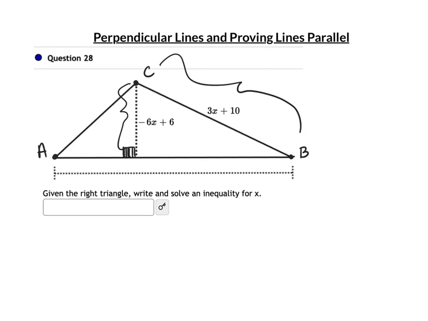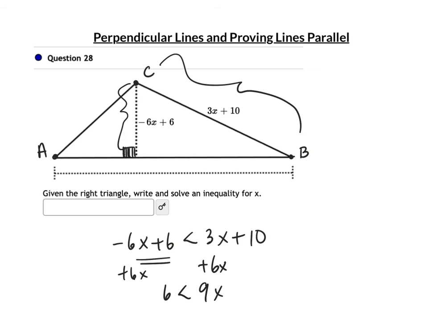I know that the shortest distance is along a perpendicular, so that means that negative 6x plus 6 has got to be less than 3x plus 10. Because this distance is along a perpendicular, it's got to be the least, the shortest distance. If we solve this, how about we add 6x to both sides? I get 6 is less than 9x plus 10. And now I'll take a 10 off each side. And I get 9x is greater than negative 4.